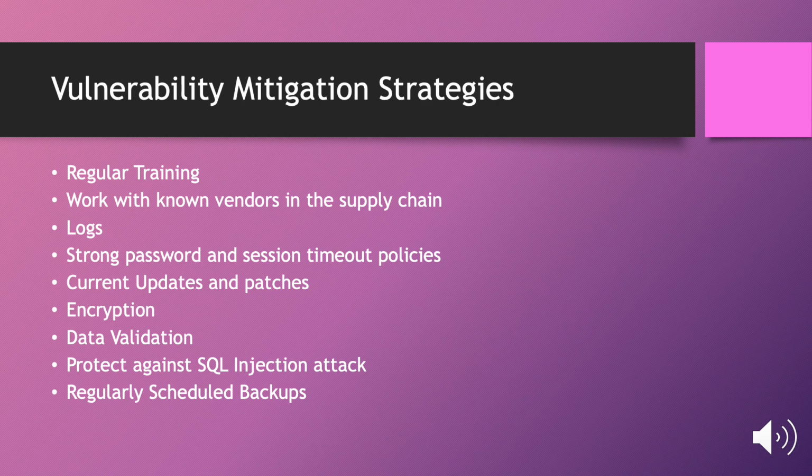Current patches and updates should be applied as soon as possible to ensure that vulnerabilities do not get exploited. Encryption should be used to ensure that sensitive data is not lost. Encryption also ensures that only authorized parties have access to the data. Data validation can be used to protect against improper input validation. Whitelisting or blacklisting can be used to help prevent improper input validation. Testing can also be used against improper input validation.